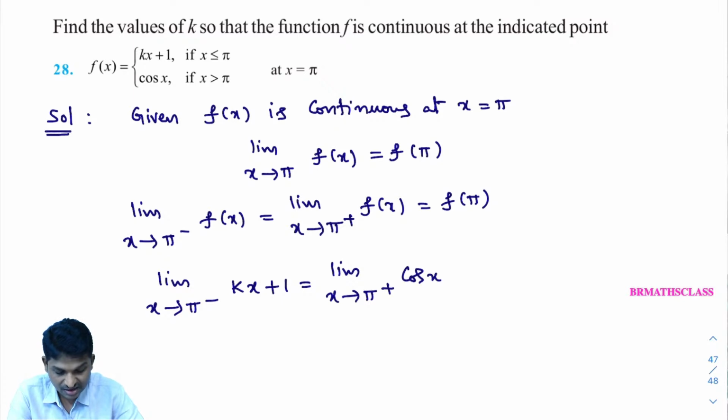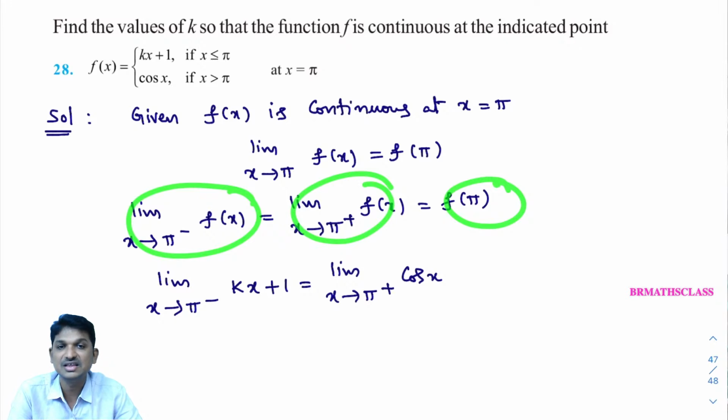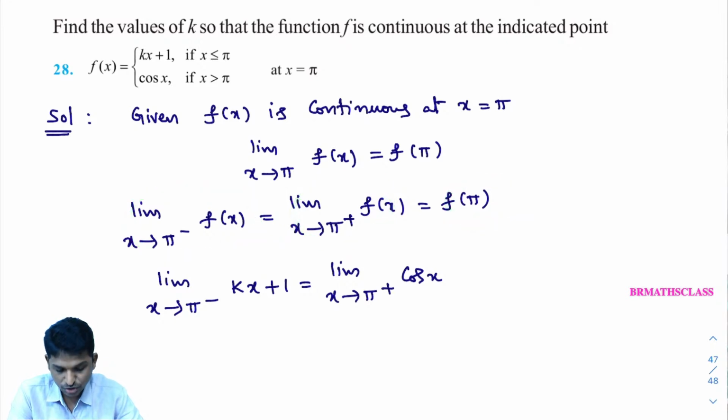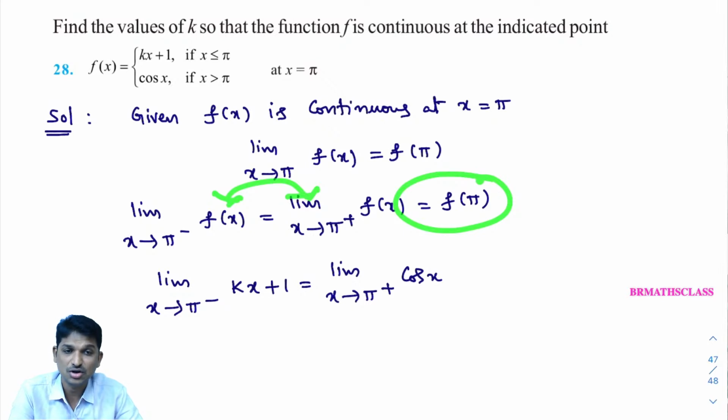Here, the point is they have given this equal to this and this equal to this. These three things are equal. But I am going to use these two things only. If necessary, I will use this point or else not necessary.